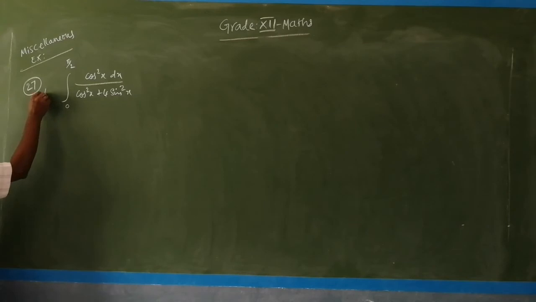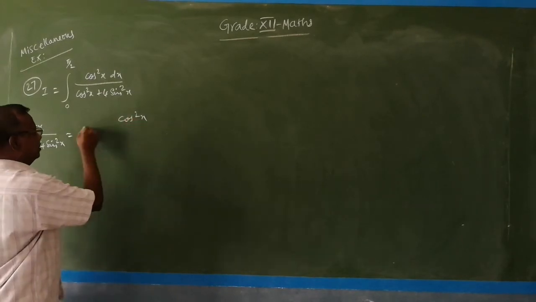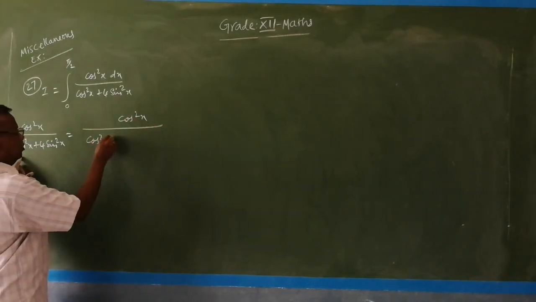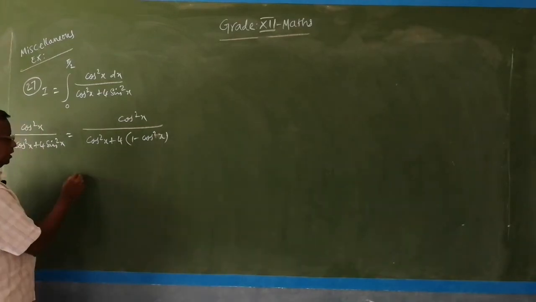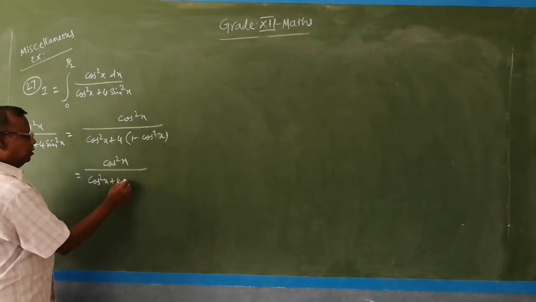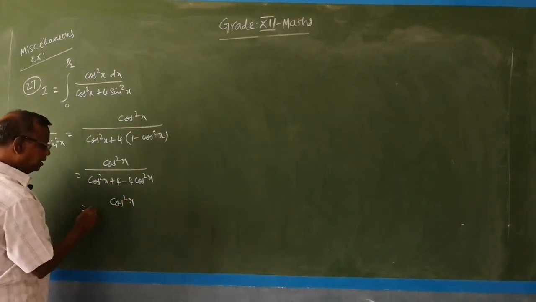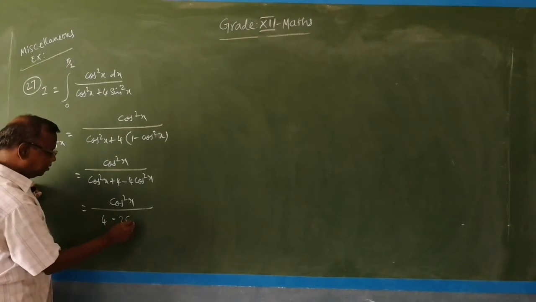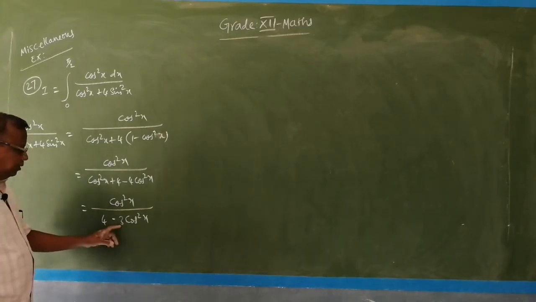Now, assume this I. Now, cos square x divided by cos square x plus 4 sin square x equal to cos square x divided by cos square x plus 4 into 1 minus cos square x, that is equal to cos square x divided by cos square x plus 4 minus 4 cos square x, that is equal to cos square x divided by 4 minus 3 cos square x. Now, we have 3 minus 3 cos square x.